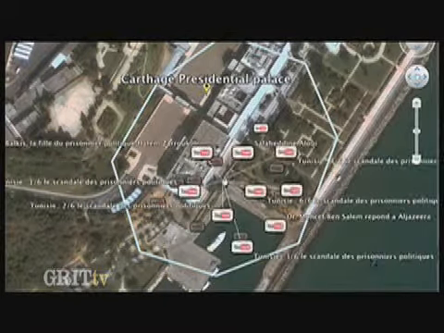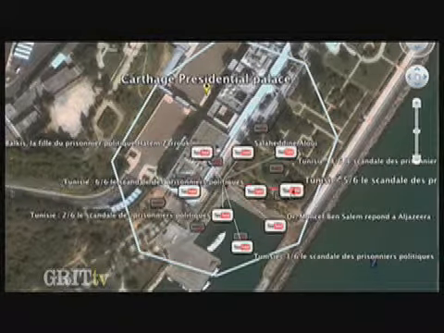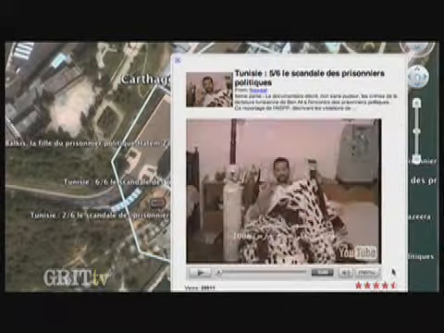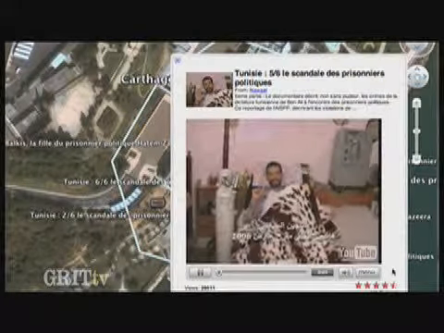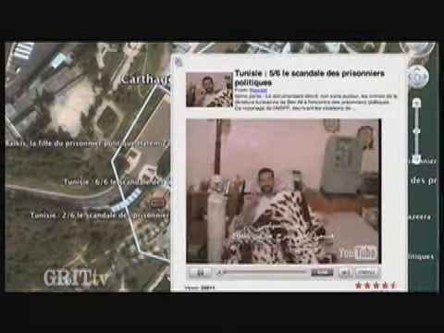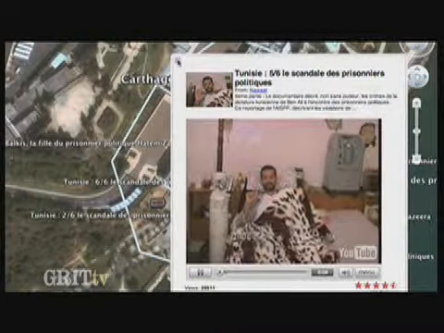So when you go to Google Earth and you go to Carthage presidential palace, you will find it surrounded by videos talking about human rights abuse in Tunisia. You will find two sides of Tunisia, the touristy side of Tunisia, about the big history of Tunisia, and on the right side, information about the recent Tunisia, the modern Tunisia of human rights abuse.